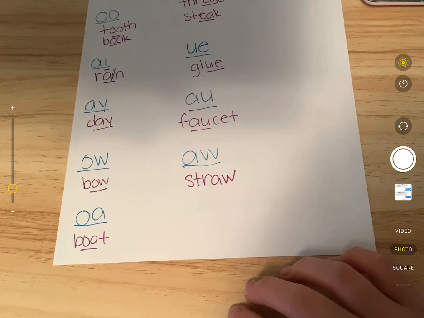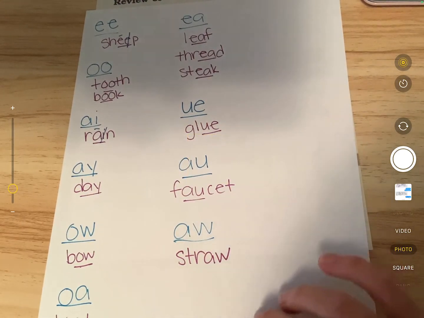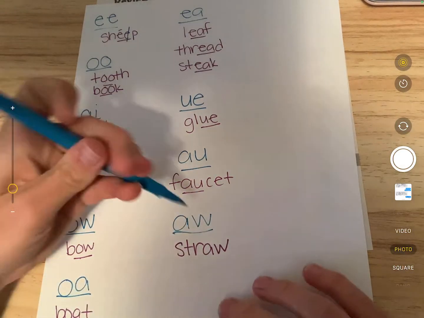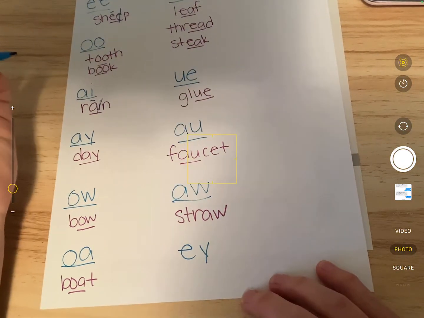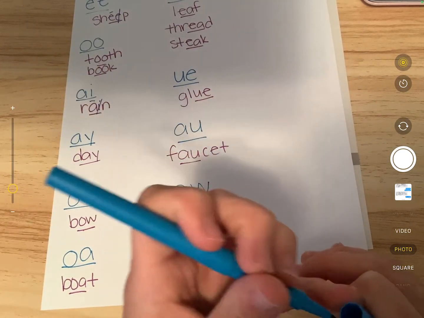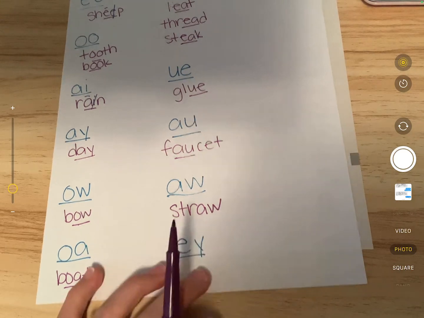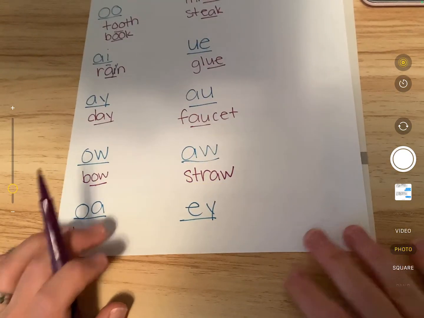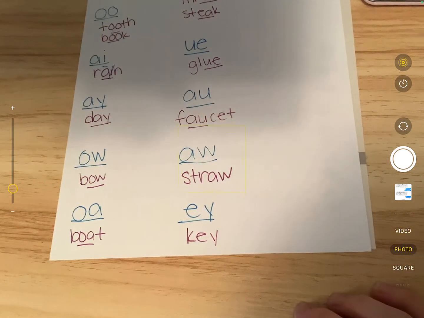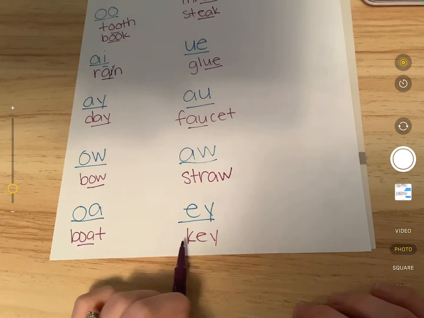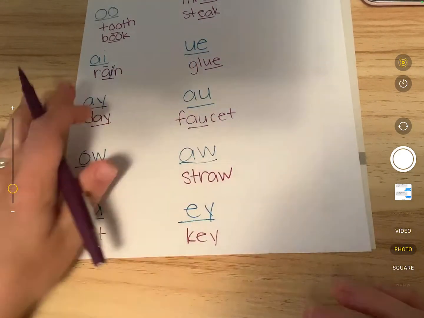All right, we have 4 more, you guys. I know there's so many vowel digraphs here. We have, let's see, EY. EY we find at the end of the word a lot. Does anybody know what EY says? EY says long E sound, like this word. What would that word say? Key, right? Like a key to turn the lock.